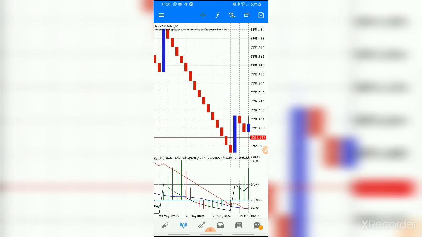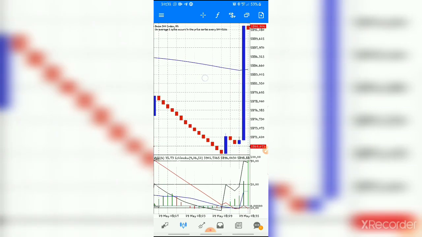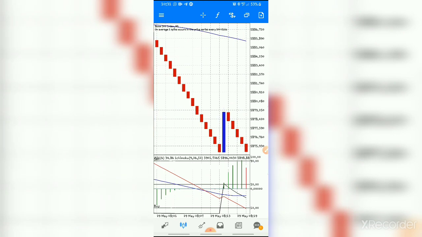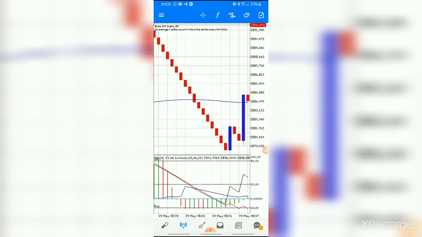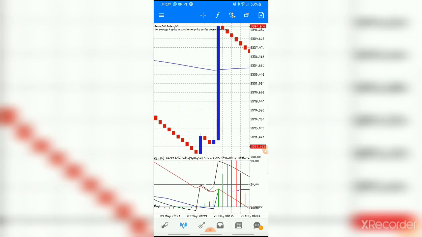So let's count. 1, 2, 3, 4, 5, up to 33. So this one spike alone covers 33 candles within seconds. You can see how powerful this strategy is. So once the thing is pointing, it just tells you that a spike is coming very soon.